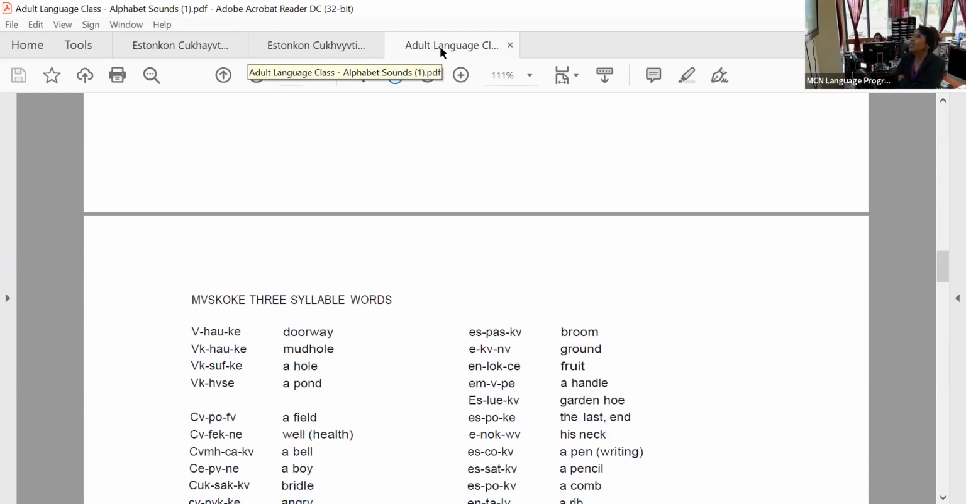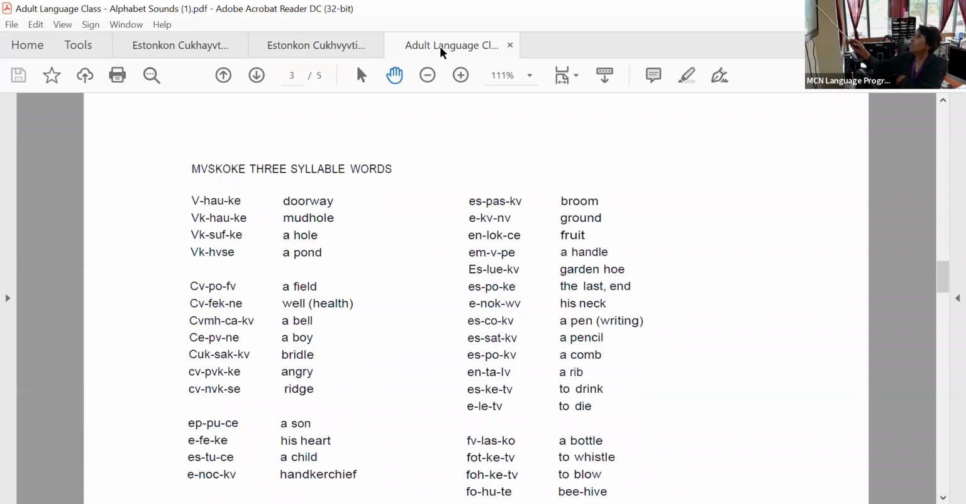Inlochi, fruit. Imabi, a handle. Isliga, a hoe, garden hoe. Isbogi, the last of the in. Inokwa, his neck. Is choka, a writing pen. Is saka, a pencil. Ispoga means to get rid of something. I would always think it was like lice. They comb it out, you know, to get rid of lice. They combed it out for them.